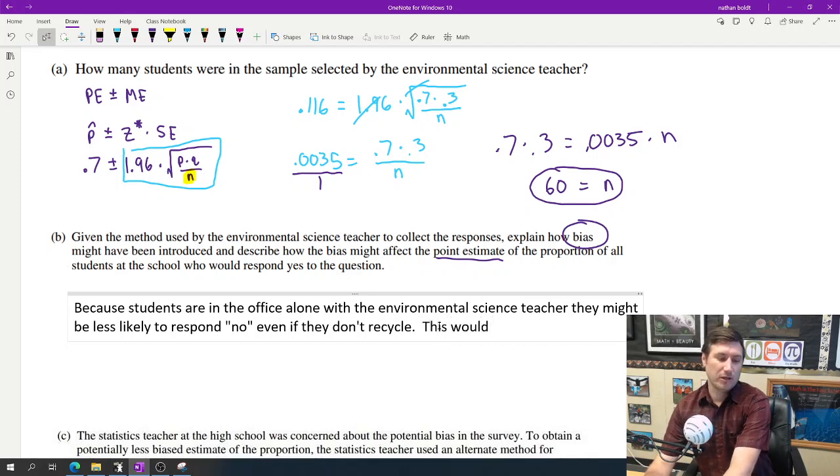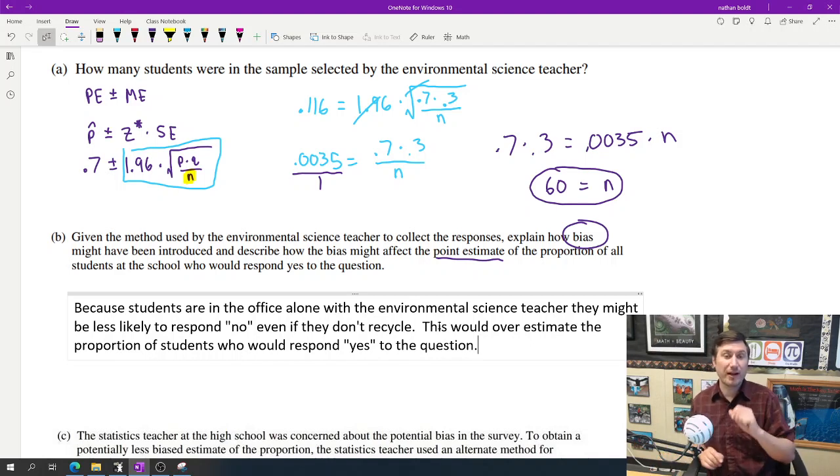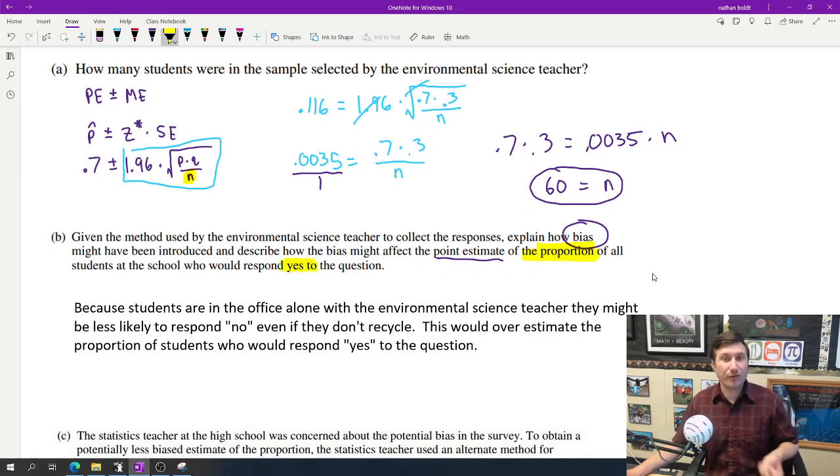You could either say overestimate or underestimate depending on which one you're describing. I'm going to say this would overestimate the proportion of students who would respond yes to the question. Probably safer to go that route. It would overestimate the yes because that's what they asked about in the problem right here. The proportion they're asking you to comment on is the proportion that would say yes. So that would overestimate the proportion of students who would respond yes.